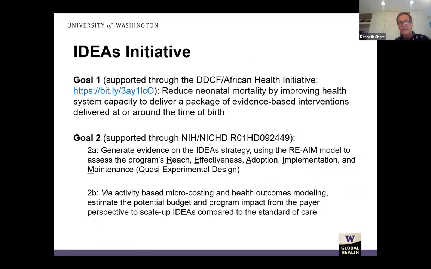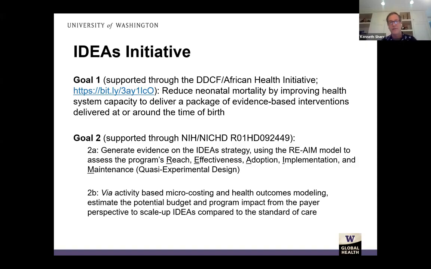So this brings us to the IDEAS initiative, which is built around 2 funded projects. And as I mentioned, Quinish and I are both co-PIs on both projects. The first is a large investment from the Doris Duke Charitable Foundation's African Health Initiative. This was the first grant to be funded, where we developed the intervention, which I'll explain in more detail subsequently. But the intent of this program is to reduce neonatal mortality by improving the system capacity to deliver a package of evidence-based interventions at or around the time of birth.